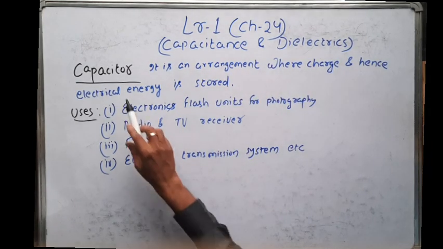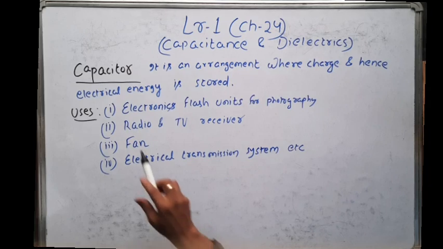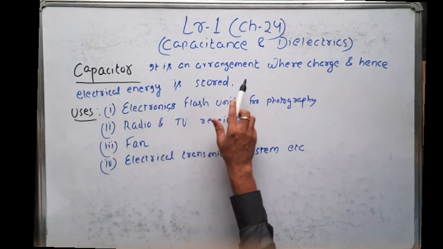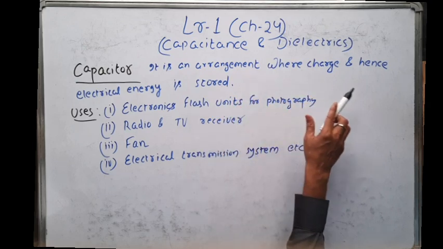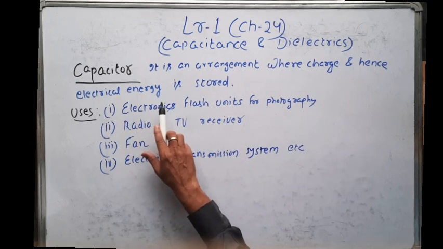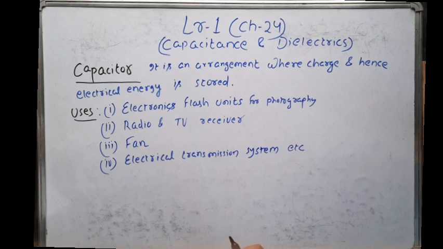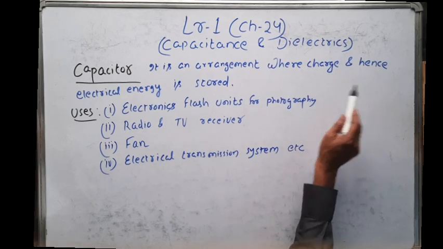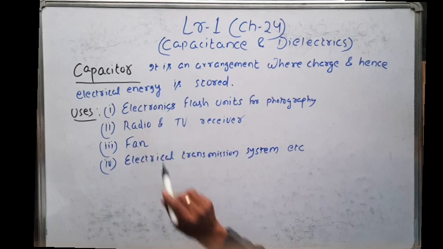So, what is a capacitor? From the name it indicates, it is some arrangement where charge and hence electrical energy is stored. So, a capacitor is an electrical device in which we can store the charge as well as electrical potential energy.